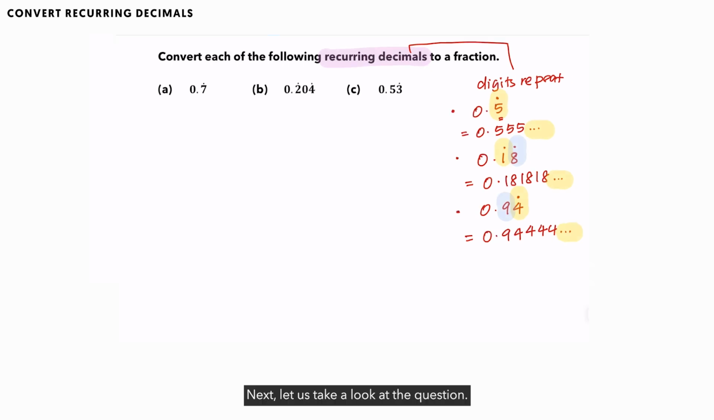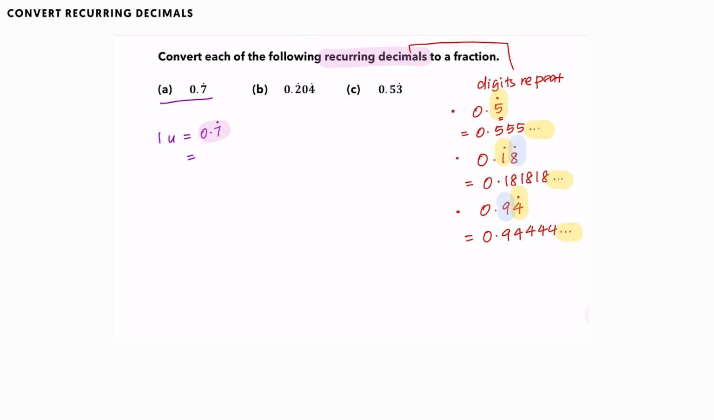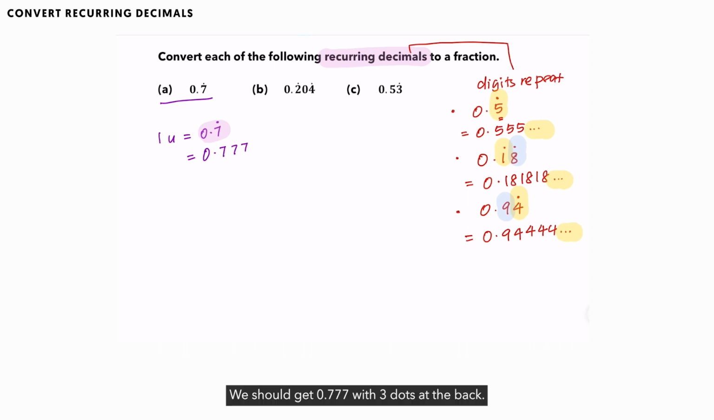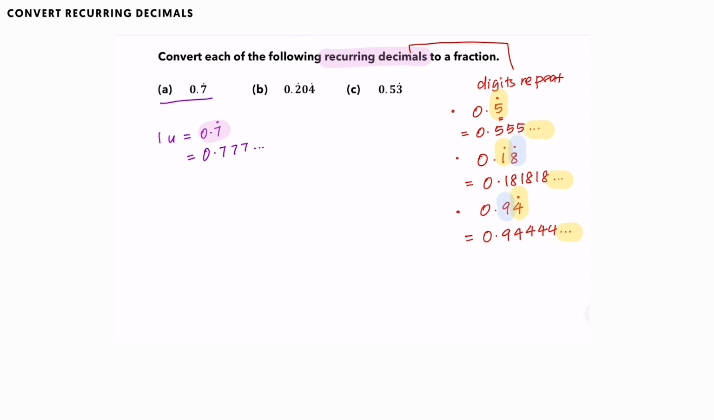Next, let us take a look at the question. This question that I've given you has 3 parts. So let's take a look at part A over here. What do we have? We have 0.7 with a dot, and the question is asking us to convert this recurring decimal into a fraction. So first of all, let's write down 1 unit equals 0.7 with a dot above. Now this notation is not very useful at the moment. So what I need you guys to do is to write this down in expanded form. Okay, pause the video for a while, write this down in expanded form. We should get 0.777 with 3 dots at the back.